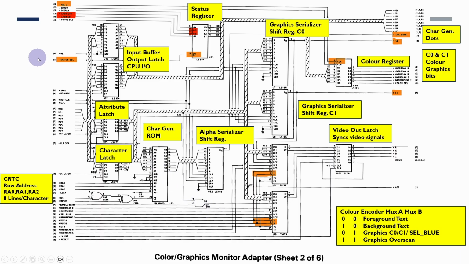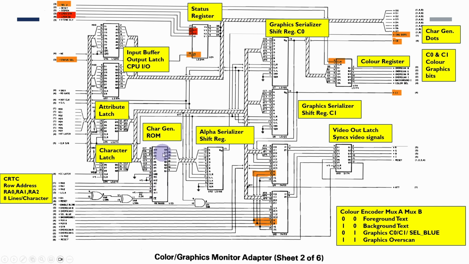Okay, so in the previous schematic we had the CRTC and the video RAM. What this is showing is probably the more complicated bit of the design. We've got the data coming out of the video RAM here, and we have the attribute latch and the character latch. The character latch takes the character code and feeds it into the character generator ROM here. We've also got row address 0 to row address 2 coming in here. That's going to go from 0 to 7, and this is used to drive the lower 3 address bits of the character generator ROM.